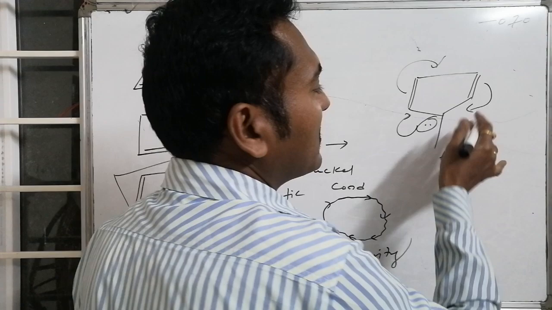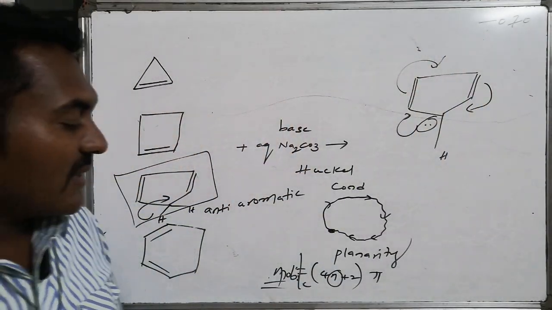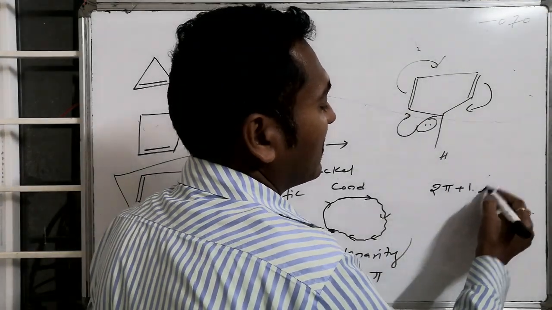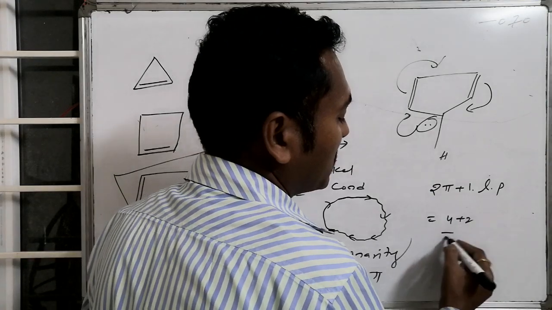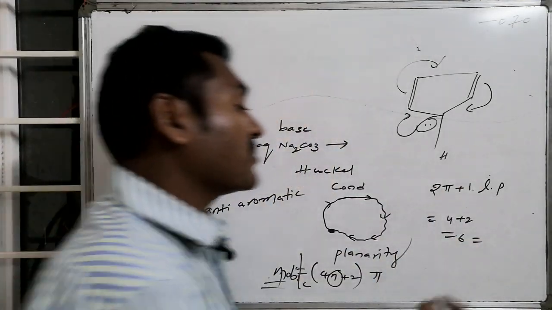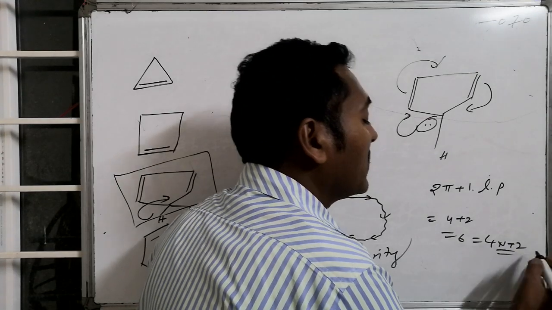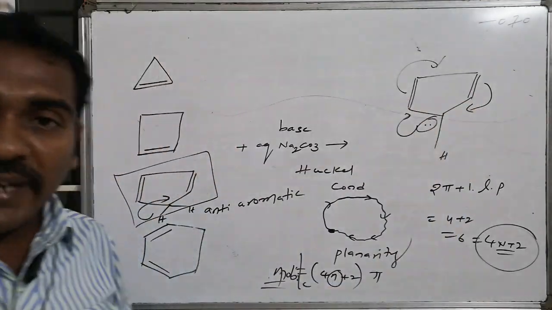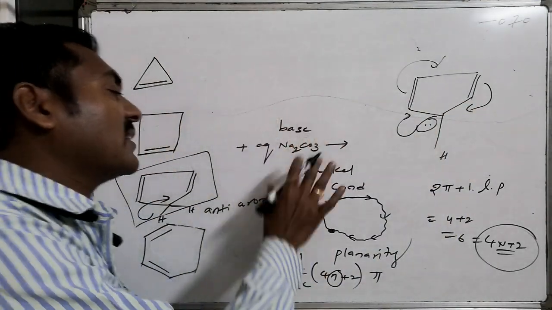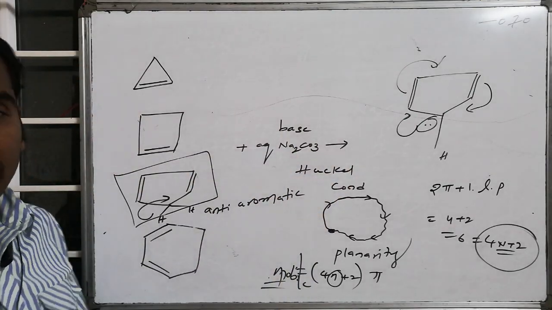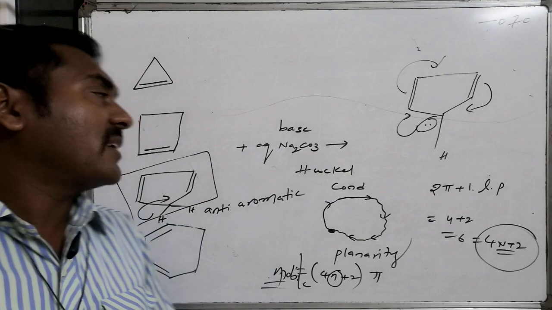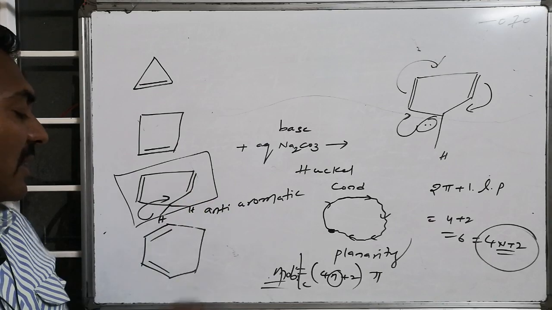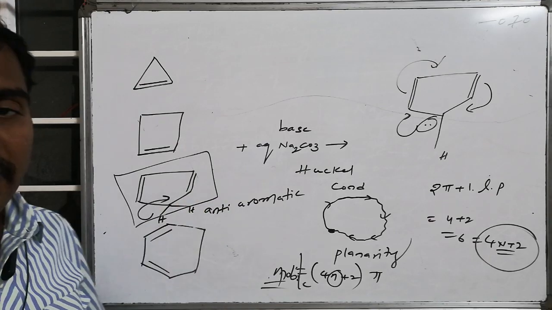It maintains planarity. Though it is sp3 hybridized, it is forced to become sp2 in nature. The mobile electrons are the 2 pi bonds plus 1 lone pair, so the total is 4 plus 2, equal to 6, which is 4 into 1 plus 2. It matches the Huckel conditions with n equal to 1. Hence it becomes aromatic. To become aromatic, in the presence of a weak base like sodium carbonate, it loses a proton.